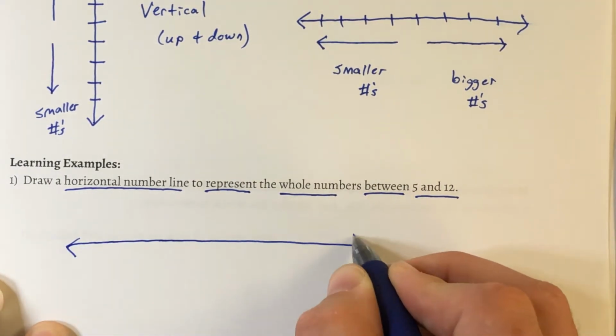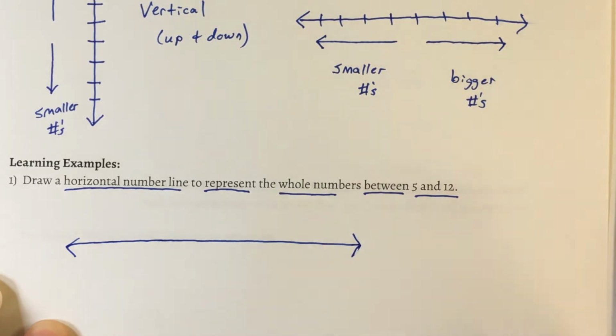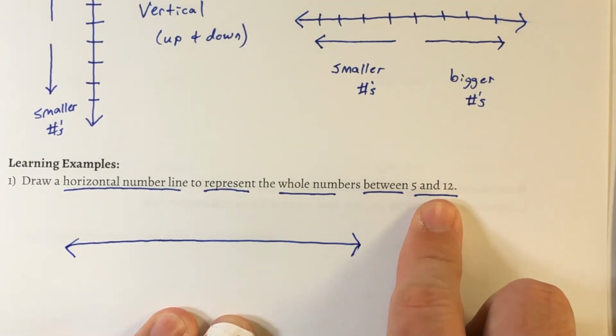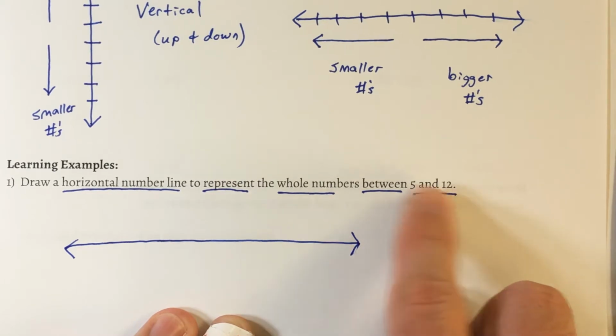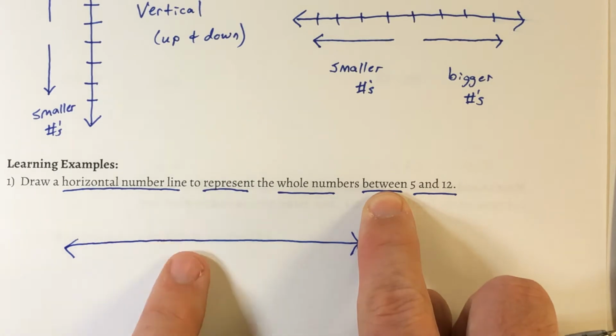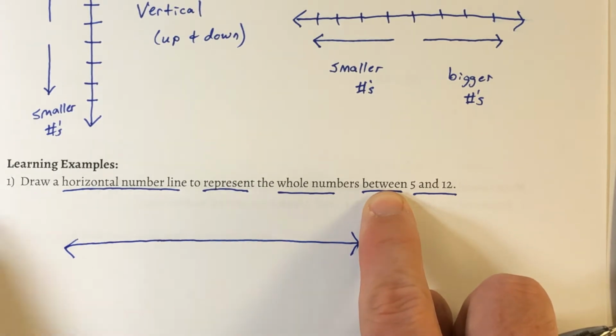So we're going to be drawing ours left to right. And you might be asking yourself, how long do I draw my number line? Well, I've kind of looked ahead. I see that I need 5 and 12 and the numbers between them. So you're going to have to guess about how long to draw your number line, or you could create it as you write your numbers.